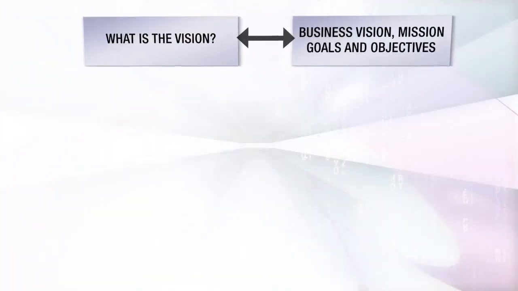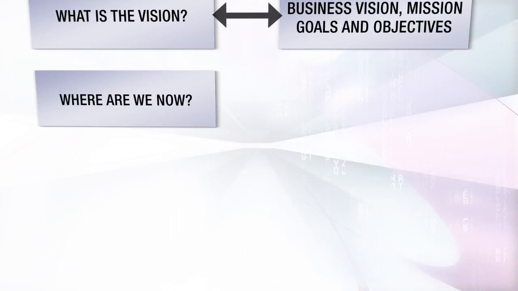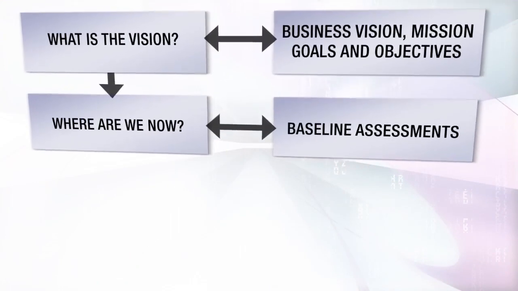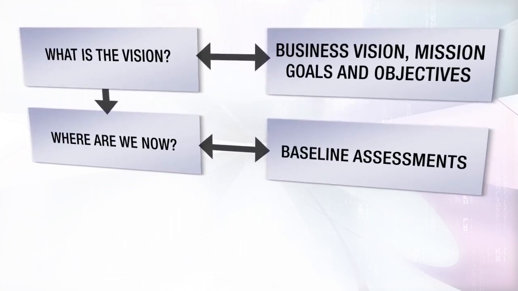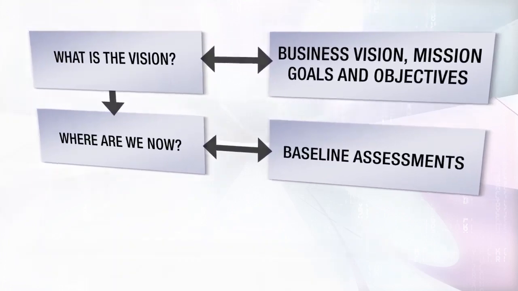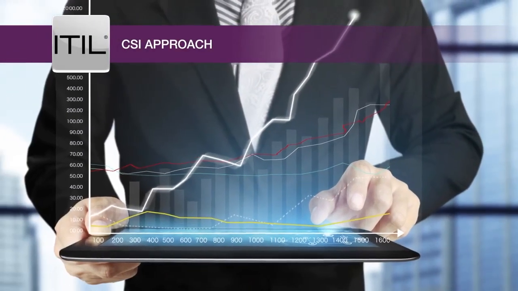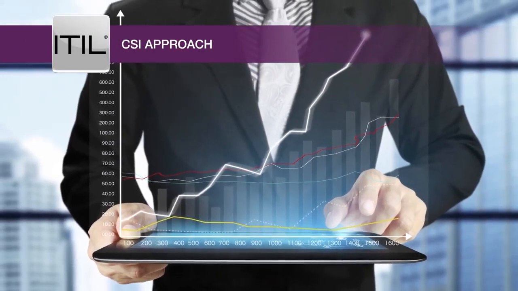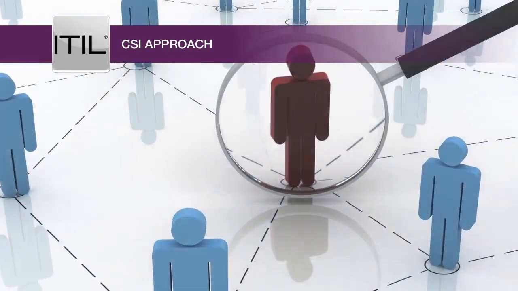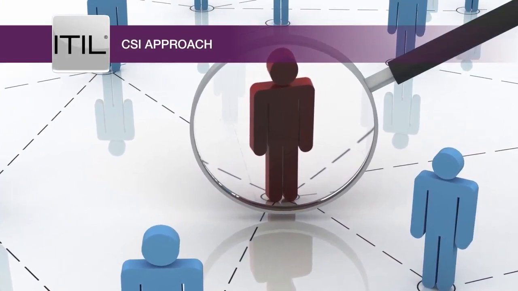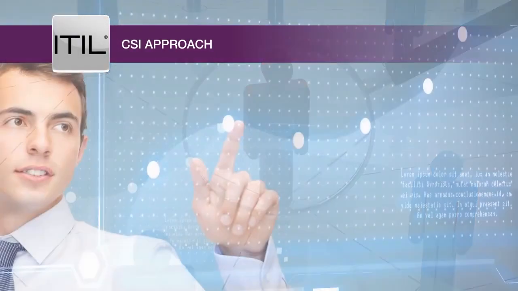The second question is, where are we now? We need to assess the current situation to obtain an accurate, unbiased snapshot of where the organisation is right now. This baseline assessment is an analysis of the current position in terms of the business, organisation, people, process and technology. It is imperative that the assessments are objective and ideally independent in nature.